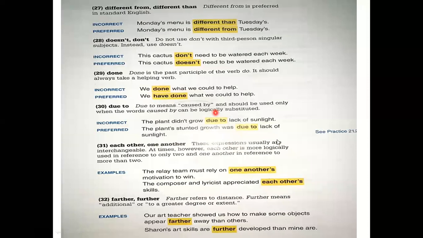Now, in the first one here, if I replace it with caused by, it doesn't make sense. Just try it. For example, the plant did not grow caused by lack of sunlight. Instead, it's better to say because of lack of sunlight. So please use due to when it really shows the cause. For example, the plant's stunted growth was due to lack of sunlight.